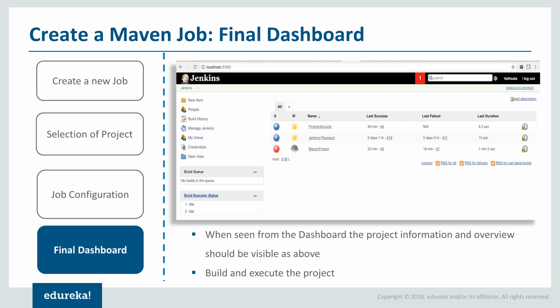And once you do that, you should be able to see the Jenkins job which you have created. If you see the third job, it's showing as Maven project. It is showing as 23 minutes as per this screenshot. When we took the screenshot, it was created 23 minutes ago. And since this is red, for some reason the last build was a failure. And once that is done, you can just go ahead and build and execute the project.